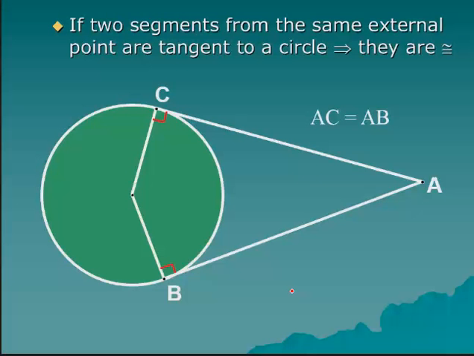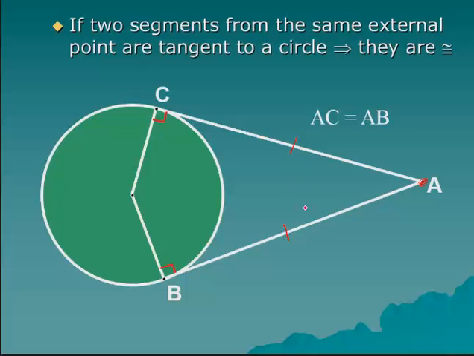Okay, some other relationships. If two segments come from the same external point, so here's a point, external means outside. So it's outside the circle, and we have two segments coming from that same external point. If they are both tangent, which means they're both going to make this right angle with the radius, then they are going to be congruent. So that distance is the same.